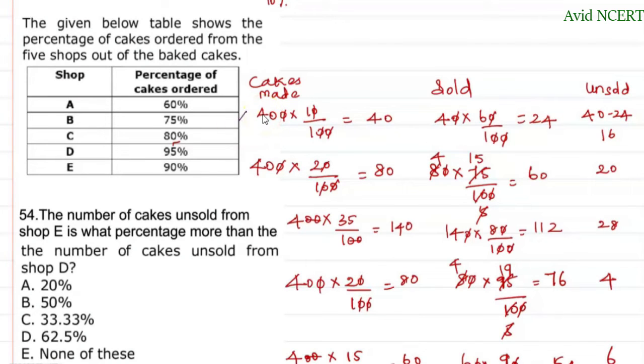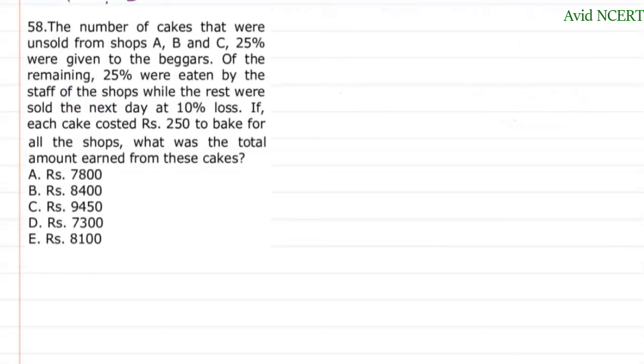So now we have the data for shop A, shop B, shop C, shop D and shop E. So the 58th problem here is: the number of cakes that were unsold from shops A, B and C, 25% were given to beggars. Of the remaining, 25% were eaten by staff of the shops, while the rest were sold the next day at 10% loss. If each cake costed rupees 250 to bake for all the shops, what was the total amount earned from these cakes? So let's solve step by step, from the first step.